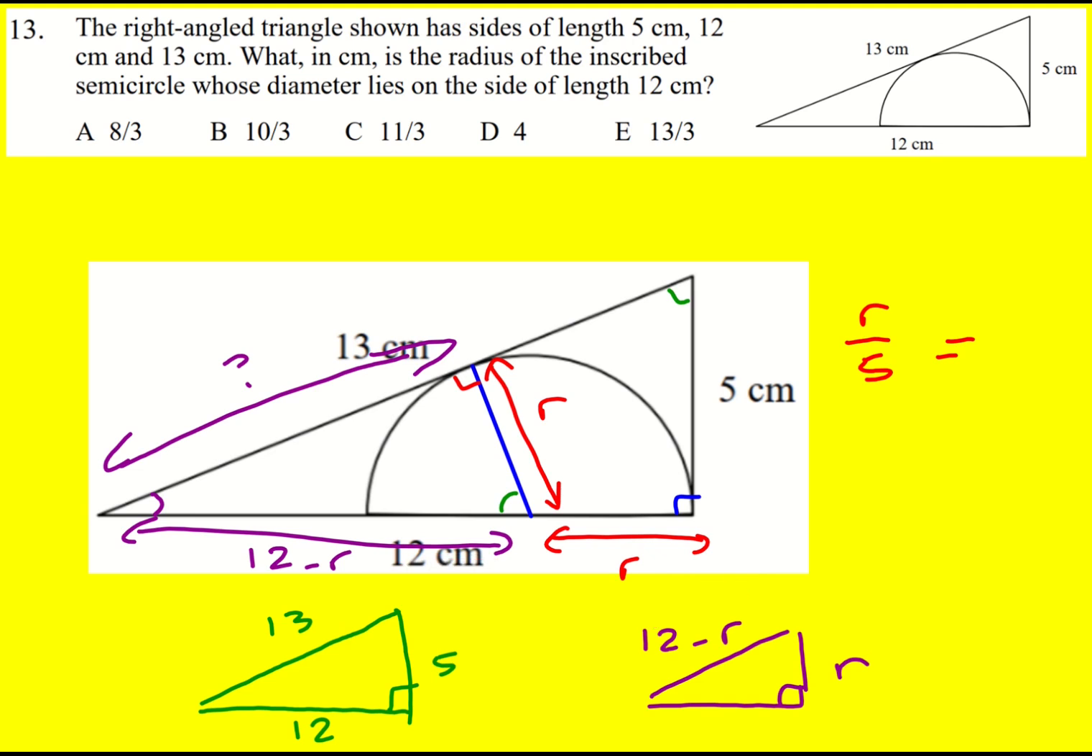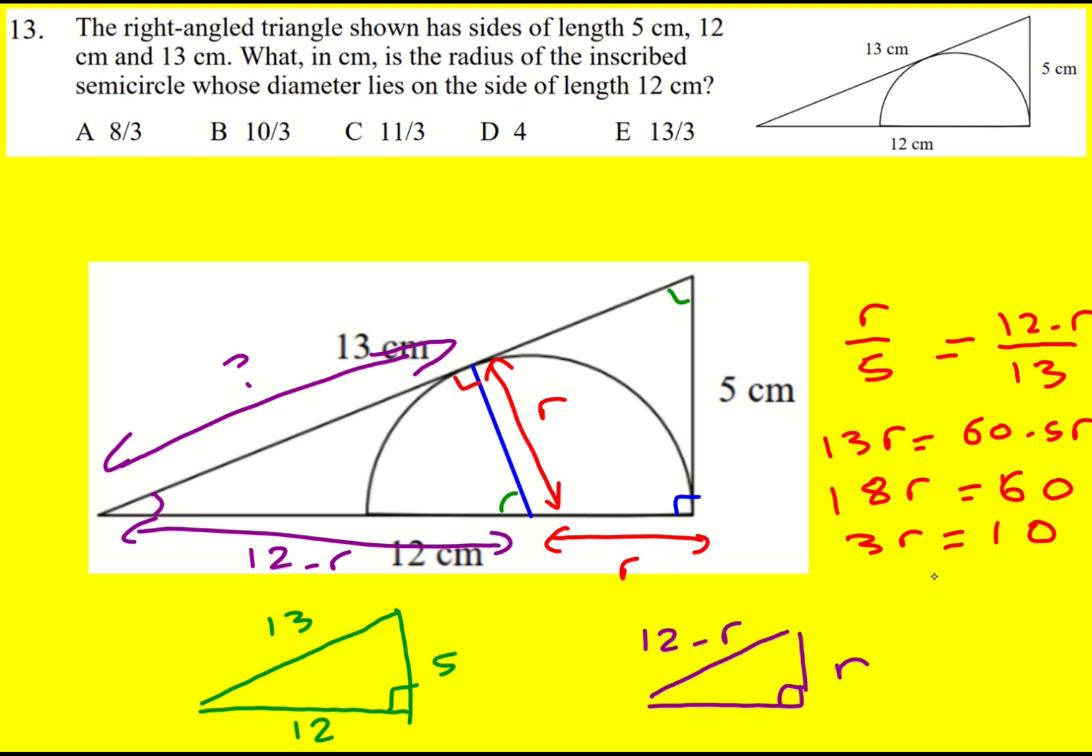So I can write down that r over 5 is (12 minus r) over 13. I've created a little equation. I can cross multiply, so 13r is then 60 minus 5r. Now I've got an equation with r on both sides. 18r is going to be 60. I'll divide through by 6, I think. So 3r is 10. Therefore, r must be 10 over 3. Lovely question.